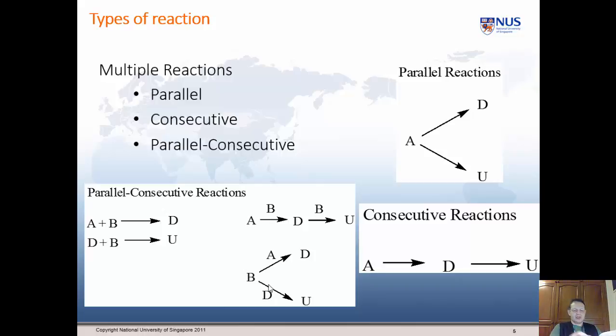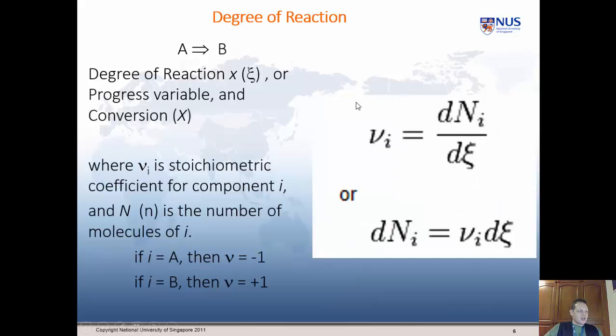Okay, so moving on. First, let's think of the degree of reaction, little x. I won't use the term zeta. I've put it in for completeness. Now, this is called many things. It's sometimes called the extent of reaction in some books. It's sometimes called the progress variable. But they're all the same. They're all little x. And the other variable is capital X, which is the conversion.